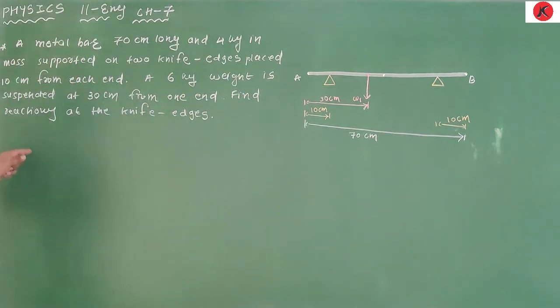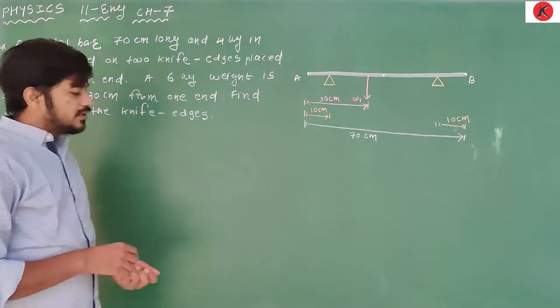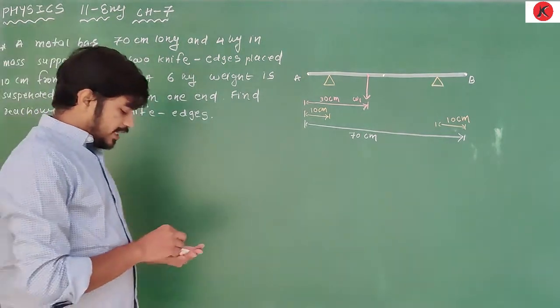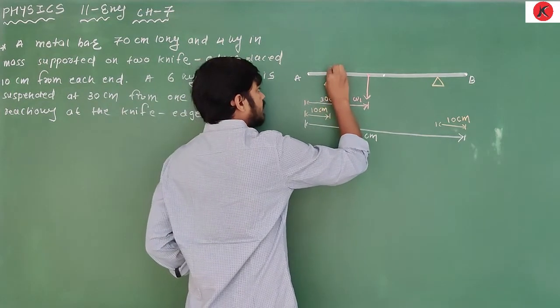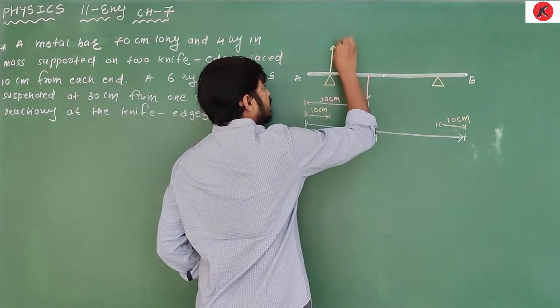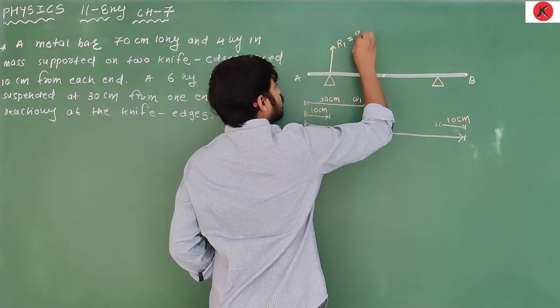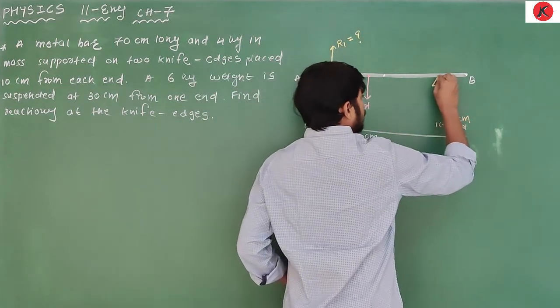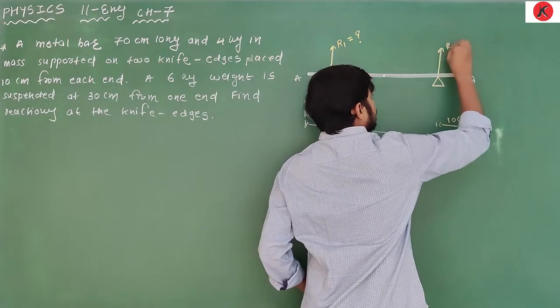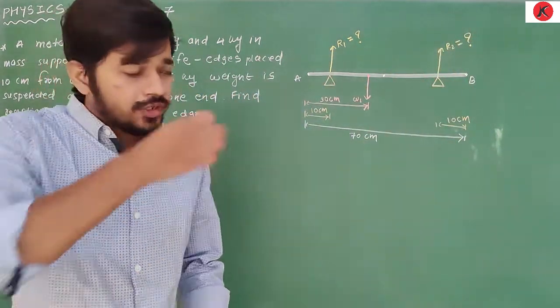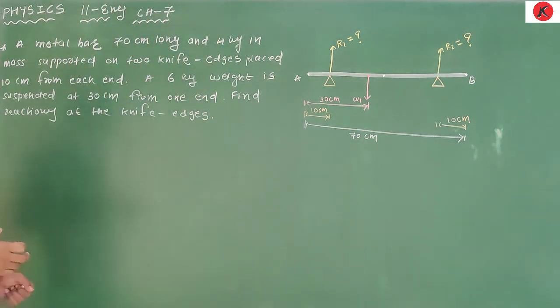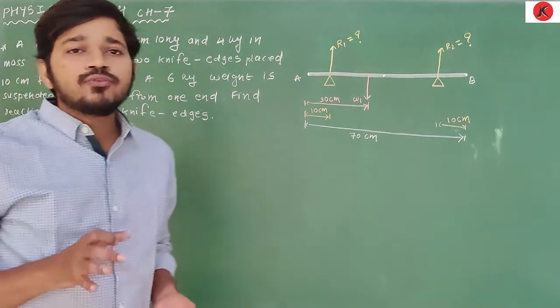Now a 6 kg weight is suspended at 30 cm from one end. Find reactions at knife edges. You have to find the reactions at knife edges, meaning at the first support, the reaction in upward direction, R1 is equal to question mark. And at this point, what is the reaction in upward direction? That is R2 is equal to question mark. Clear about it?